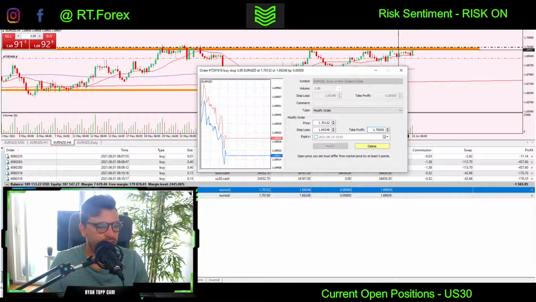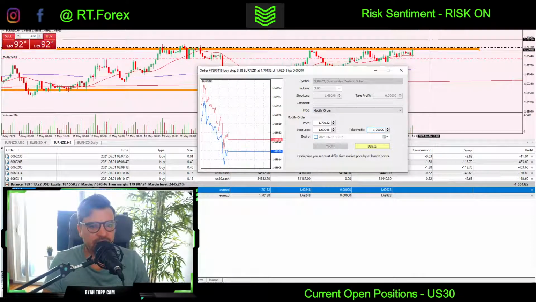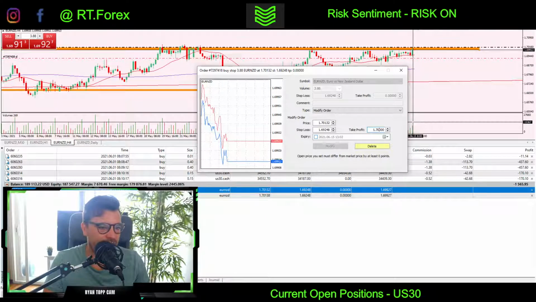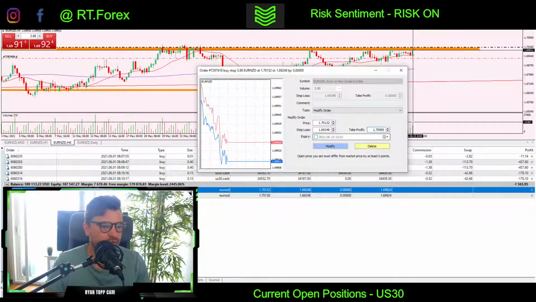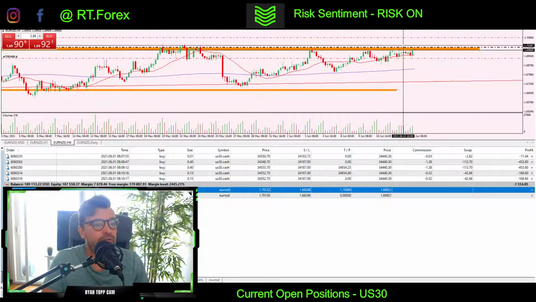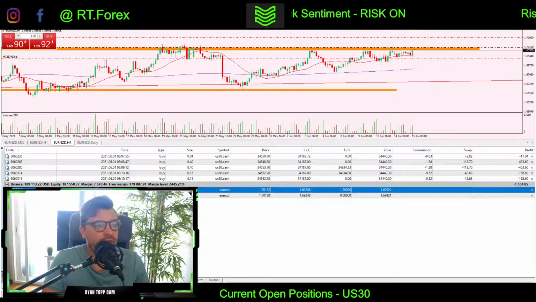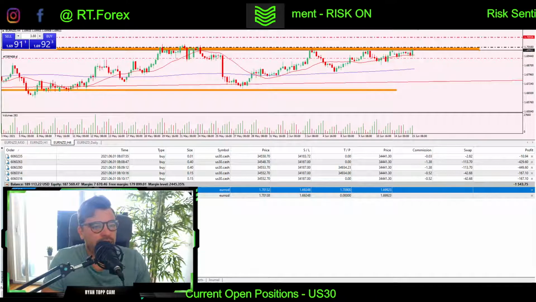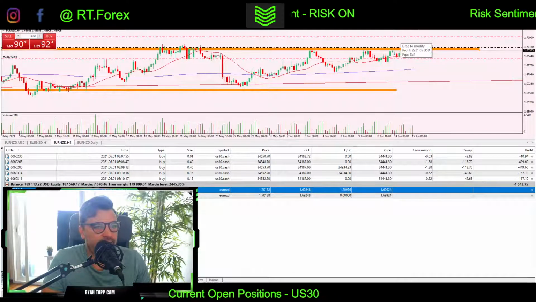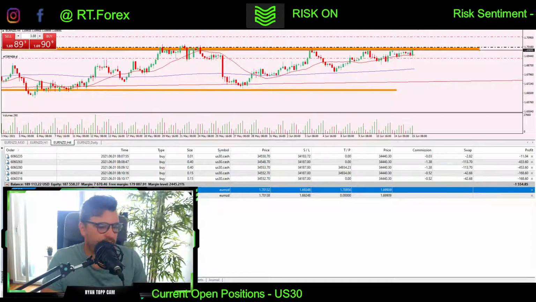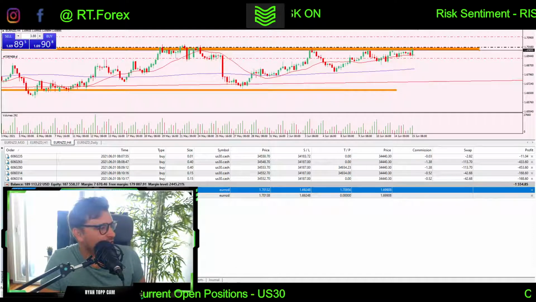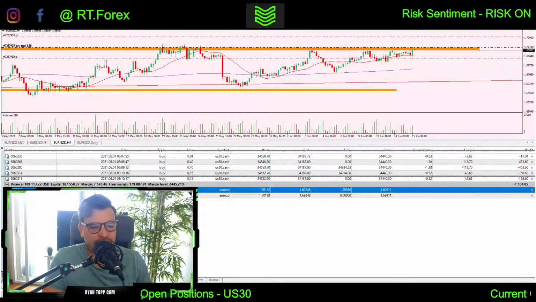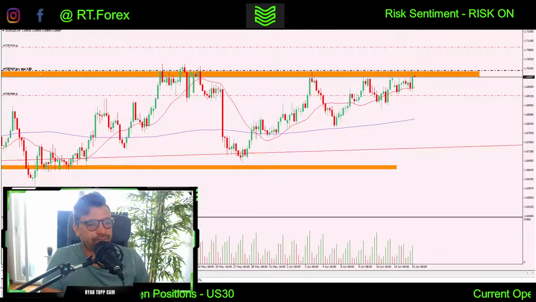Is that right? 1.7? No, it will be 1.709. No, it's a little bit further than that. There we go. So TP is 1.70956. And yep, taking that as a breakout. That is a nice trade.